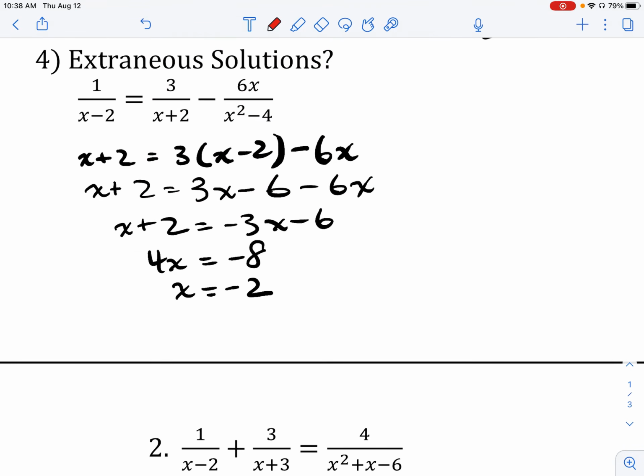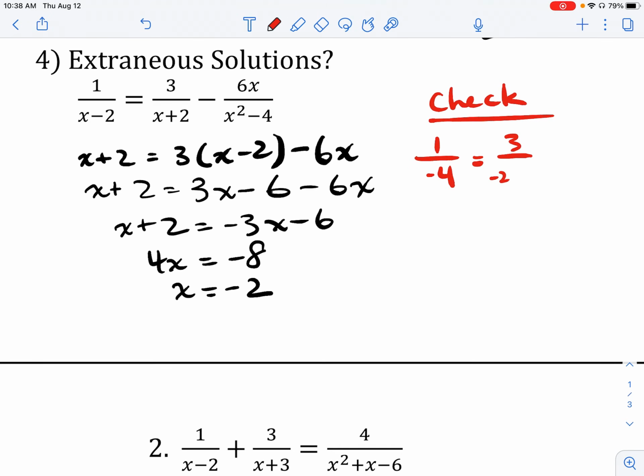All right, so I've got x is equal to negative 2. Now, I want to check to see whether or not this is extraneous. So I'm going to check here. When I plug negative 2 into my equation, I get 1 over negative 4, 3 over negative 2 plus 2. Well, that's an issue right away.